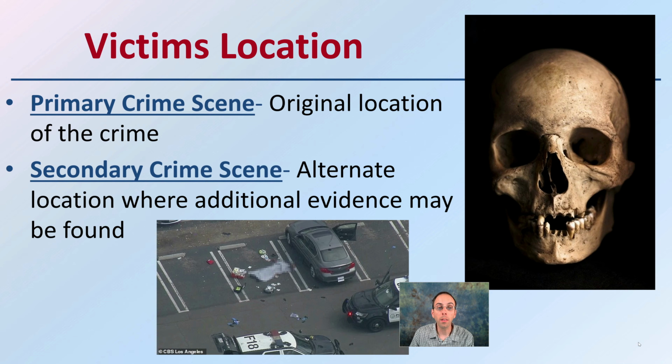But as I mentioned, there could also be secondary crime scenes, and this is kind of an alternate location where additional evidence may be found. A body could have been murdered at one place and transported to another. So keep in mind that just because we're observing one particular crime scene, we might be thinking about the potential for there to be another crime scene that may also need to be investigated.